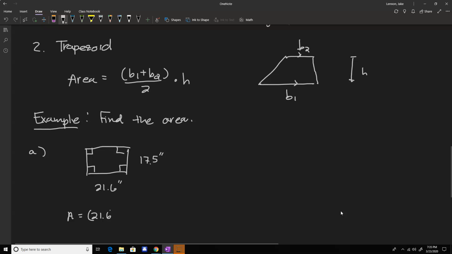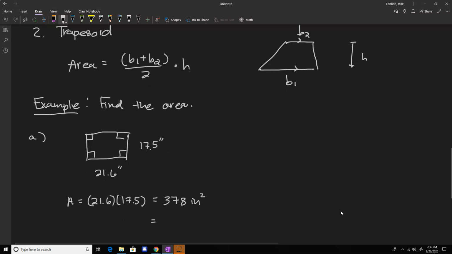21.6 times 17.5. So that comes out to 378 exactly. So I would say 378, and normally I would denote it like this, inches squared. Sometimes in alternative notation you might see people write 378 and then SQ period IN period. Both of them mean the same thing. They both mean square inches.